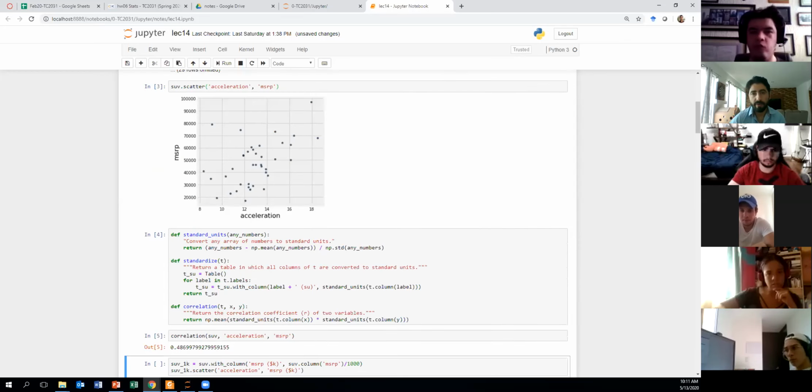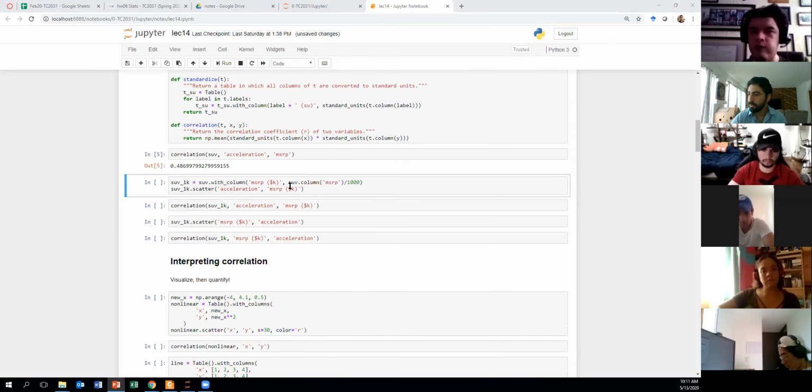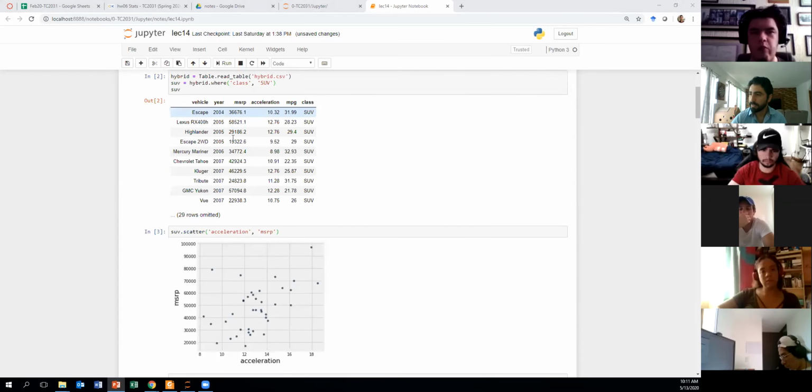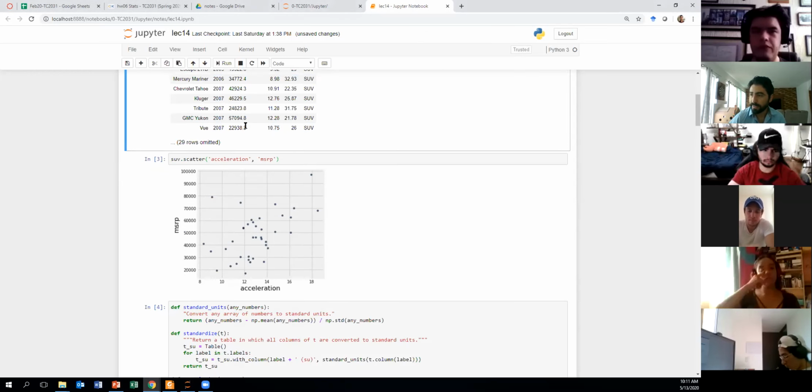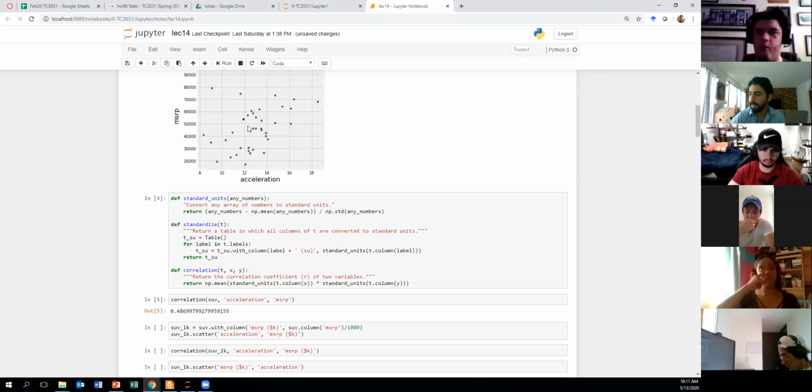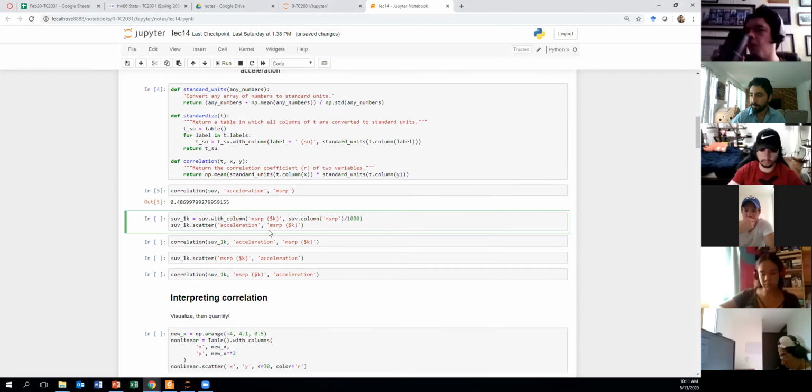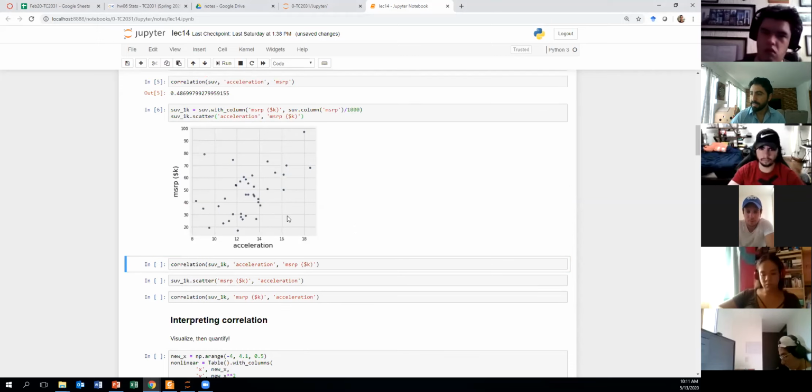Now we want to check those properties that I mentioned. For example, R is a pure number with no unit, and it doesn't change with the measurement. So here, I want to convert this price, which is like 36,000. I divide it by 1,000, just to have 36.6. I scatter plot it, and you can see the numbers are now in thousands, for example, 20 to 100. So I changed this value.